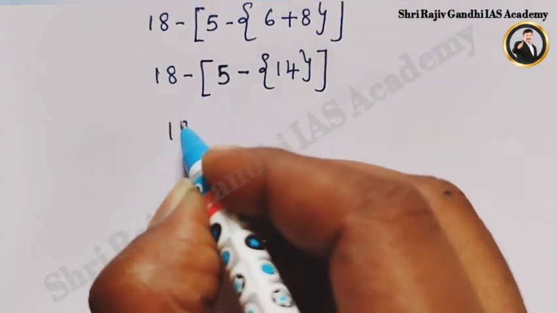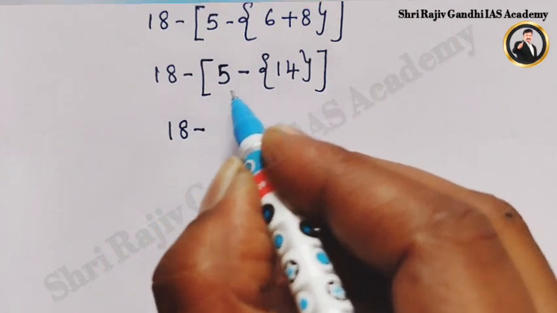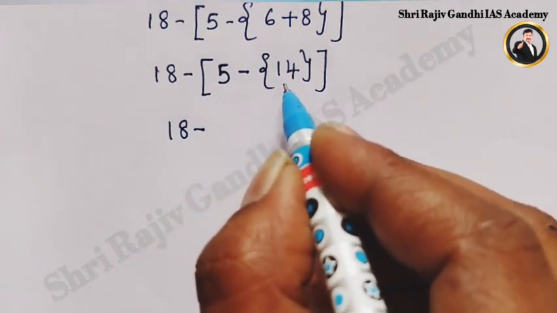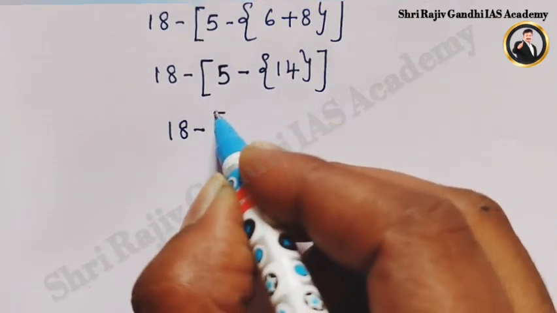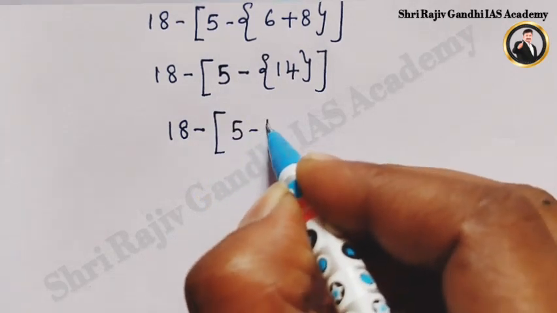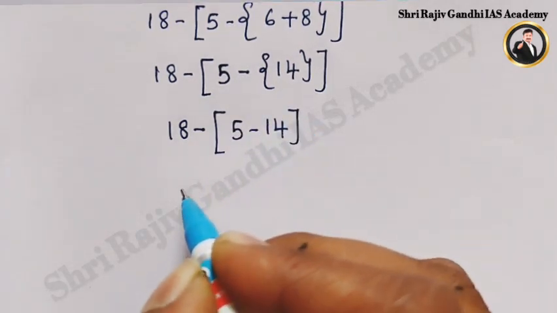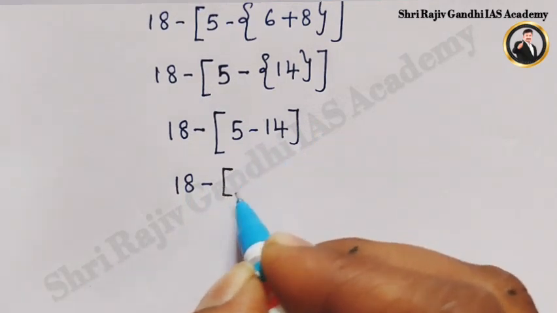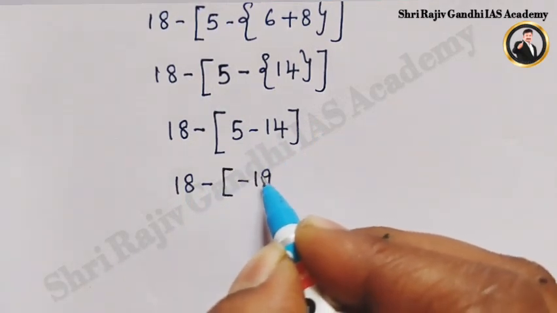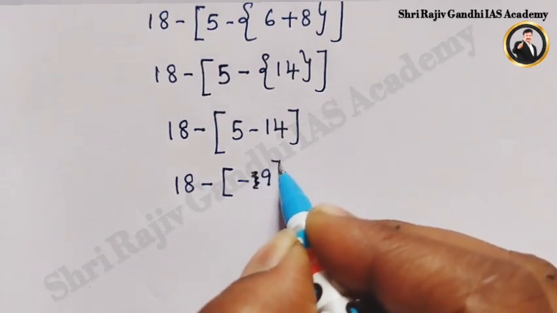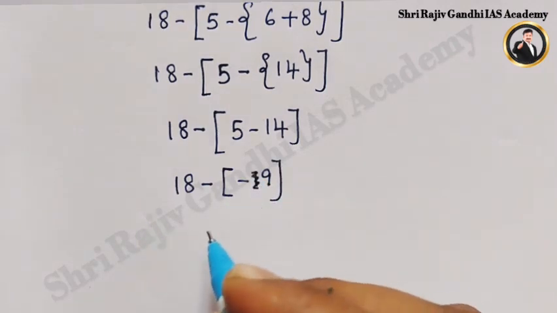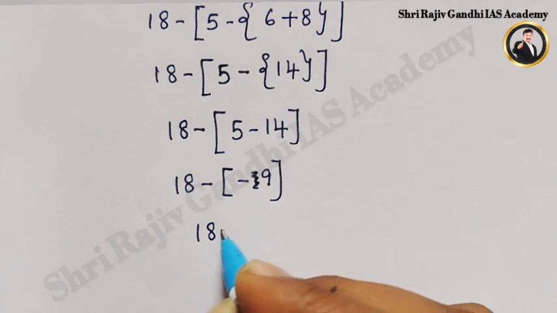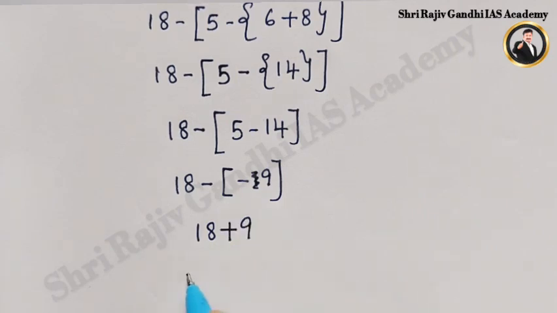The next step we have to release this one. So 18 minus bracket of 5 minus 14. We have to put here minus 14. So bracket of 5 minus 14. Next we have to release the final bracket here. 18 minus 5 minus 14, that is bracket of minus 9. Okay. Next we have to do 18 minus into minus plus 9. So 18 plus 9 is 27. So 27 is the perfect answer here.